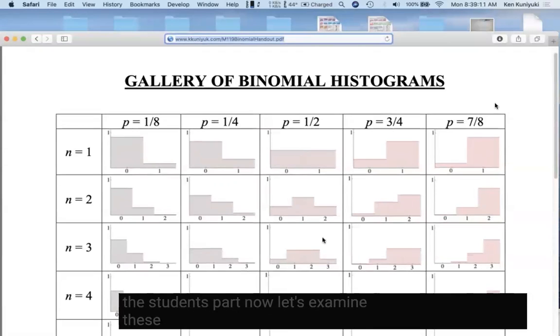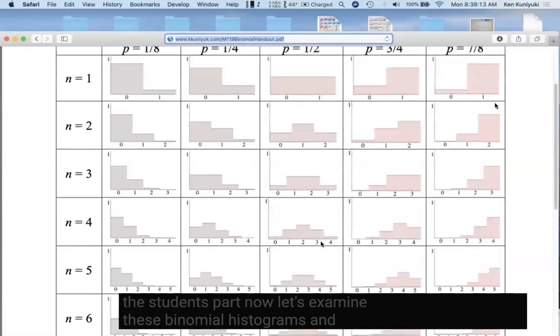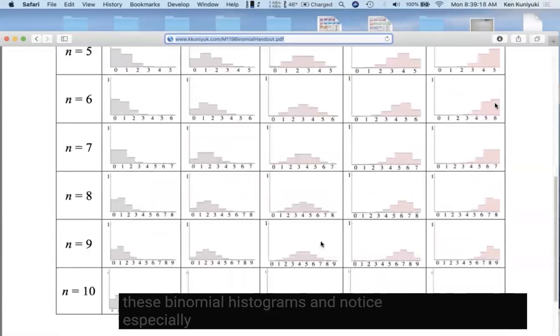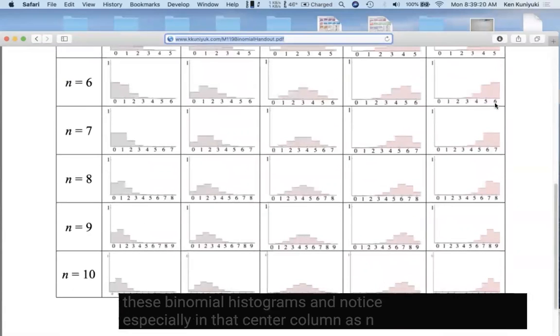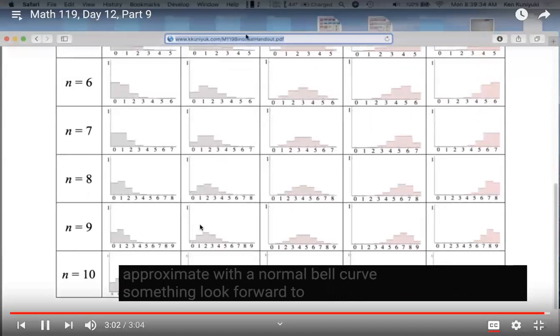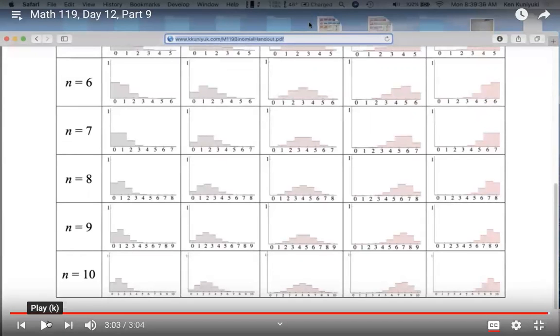Now let's examine these binomial histograms and notice, especially in that center column, as n gets larger and larger, n equals 10, p equals 1/2. This is the simplest binomial histogram that we're going to approximate with a normal bell curve. Something to look forward to. All right, so that's that.